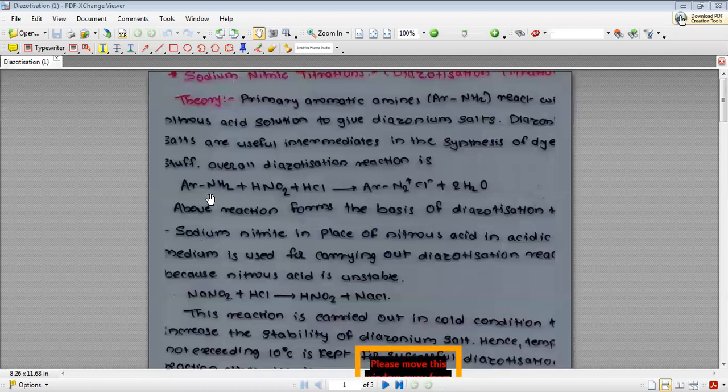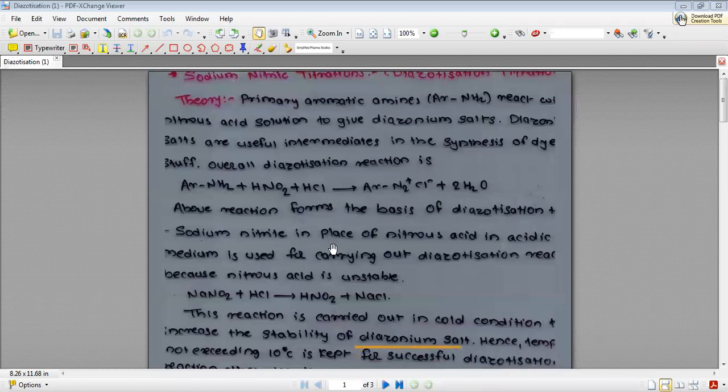Here we are going to treat the aromatic amine with the nitrous acid, but nitrous acid itself is highly unstable. So we are going to prepare nitrous acid freshly by reacting silver nitrate with HCl. Formation of nitrous acid takes place. The formed nitrous acid will then react with the aromatic amine and formation of diazonium salt takes place. So this is the basis of diazonium titration.